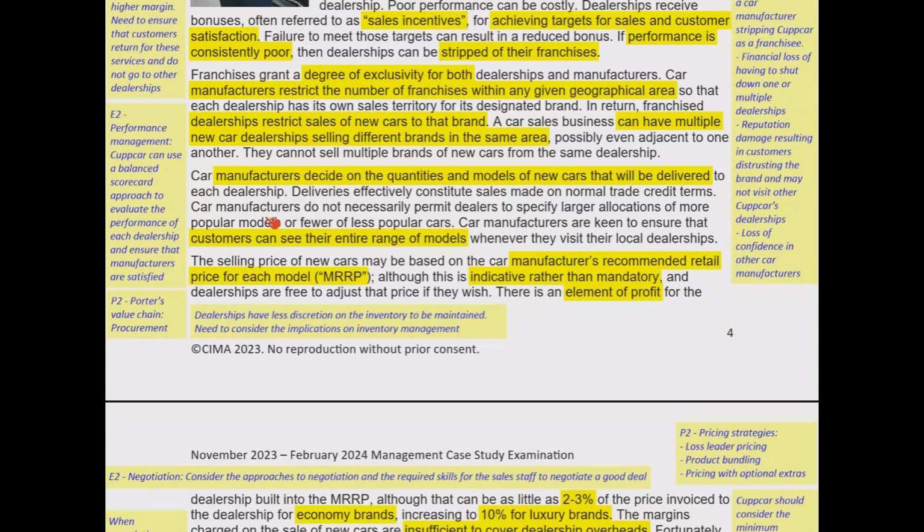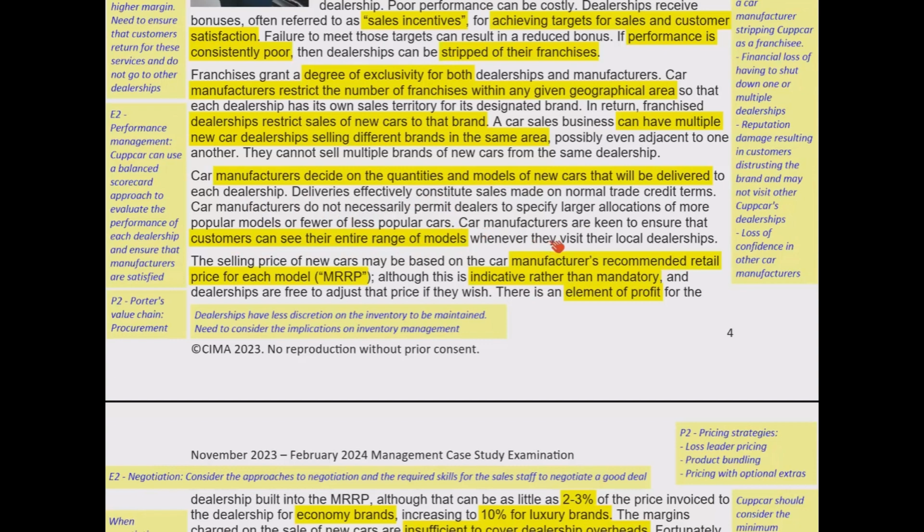Now, on the one hand, we can see why, because of course the car manufacturer wants the dealerships to have a wide range of models to be seen in a showroom. But we have to also then think about the fact that that does mean there is a bit of a limit to what the dealership can control in terms of the inventory of cars that they have.